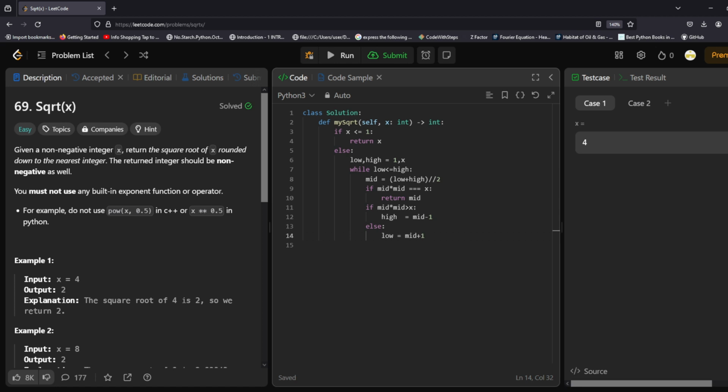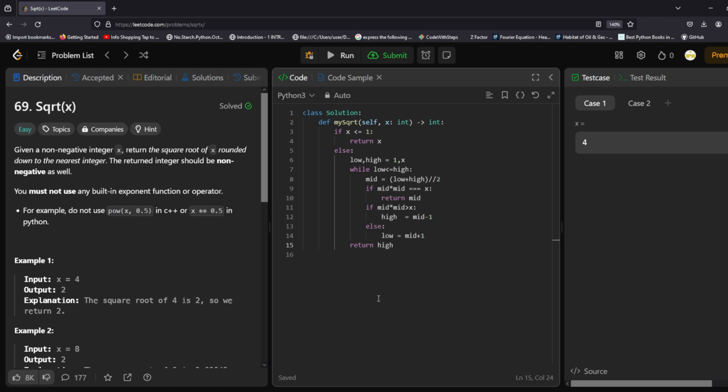In the case where we run through the loop and don't get a value, the point where the loop breaks is when low is greater than high, and we are supposed to round our integer down. So the highest possible value would be the high in that case. So we return the high.